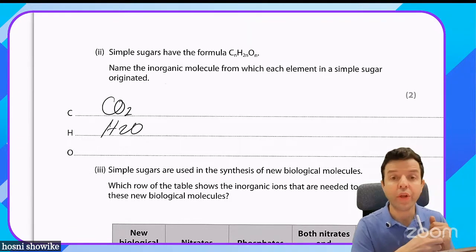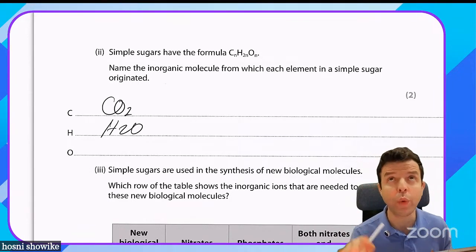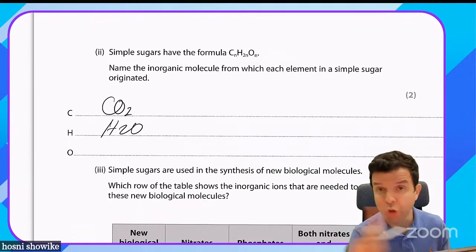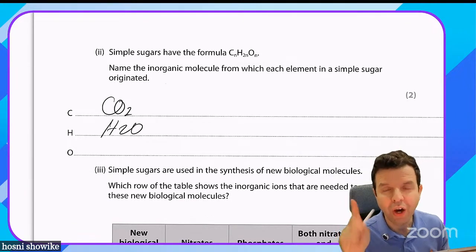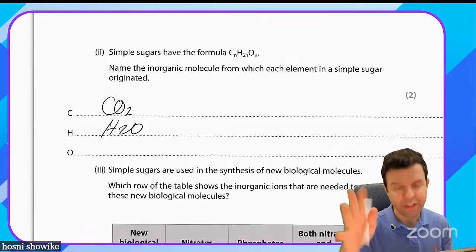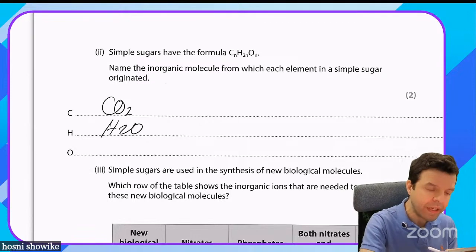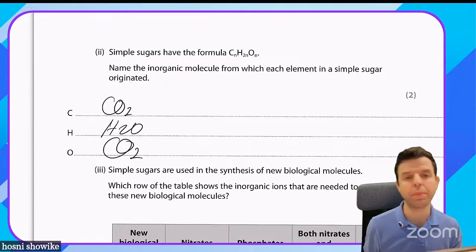And where do you get the oxygen? Now, this is also controversial because sometimes students think oxygen comes from water. No, the oxygen in water is a waste product. Photolysis gives me oxygen, but that oxygen is not useful. It's going to be lost. The oxygen here comes again from carbon dioxide.